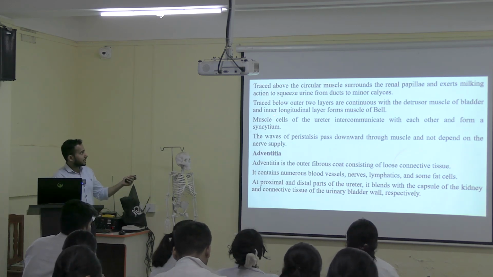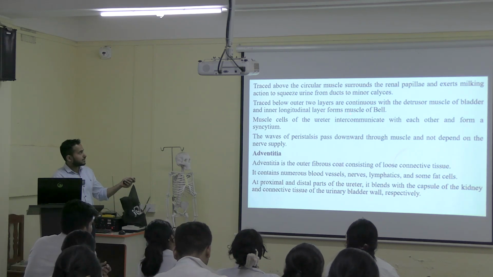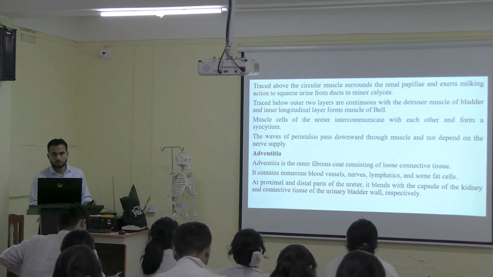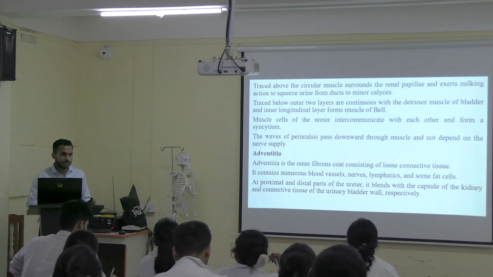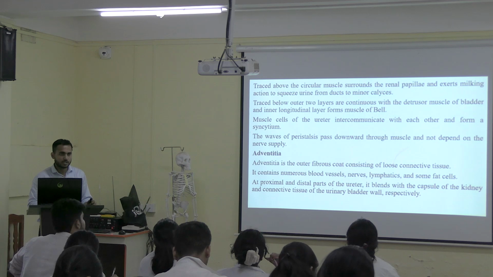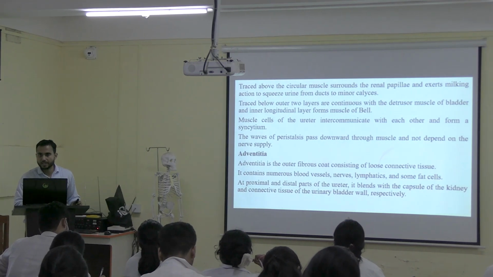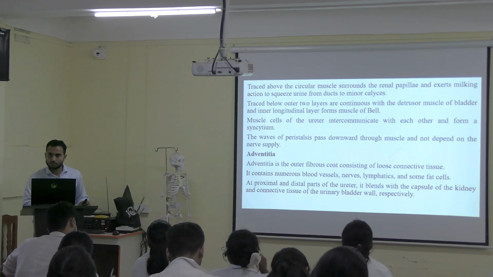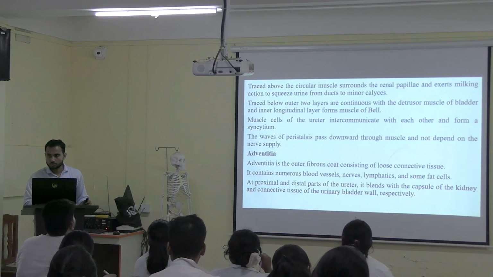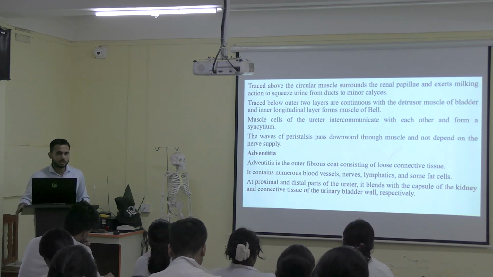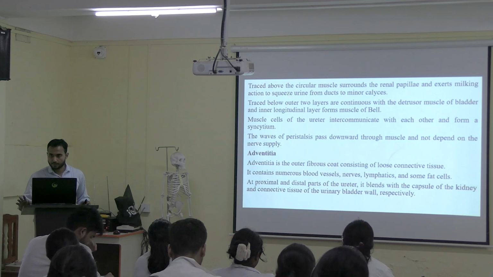Next, the inner longitudinal layer is forming the muscle of Bell, which is present in the trigone of the bladder. I hope you have studied about the trigone of the bladder. I know you have studied. Look, repeatedly I am mentioning that you have to study about the urinary bladder. Till now you have not started. It will come in the exam, and you are just sitting like this.